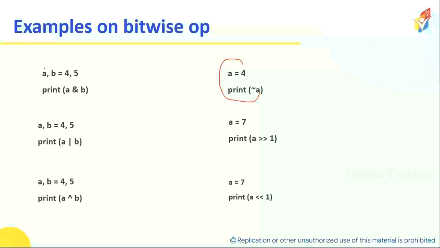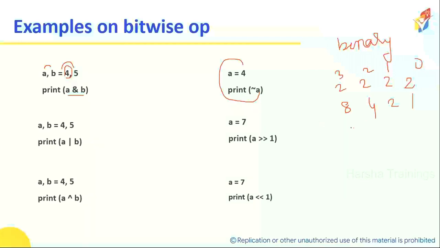Here, I have taken A, B equal to 4, 5. Here, you want to handle the data in the form of bits, so you have to do it in the form of binary digits. Whenever you have the data in binary format, you have to remember this formula: 2 power 0, 2 power 1, 2 power 2, 2 power 3, and so on. 2 power 0 is 1, 2 power 1 is 2, 2 power 2 is 4, 2 power 3 is 8. Is it okay? Now, what is the binary for 4?